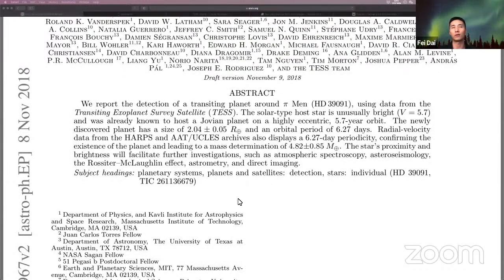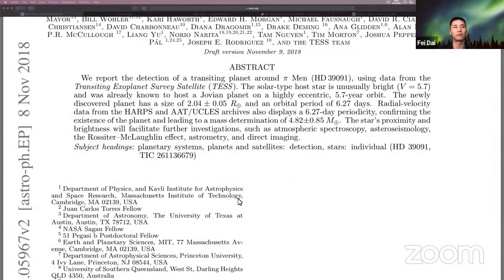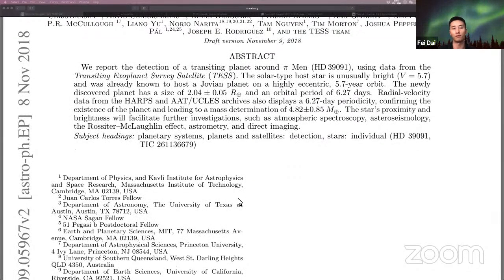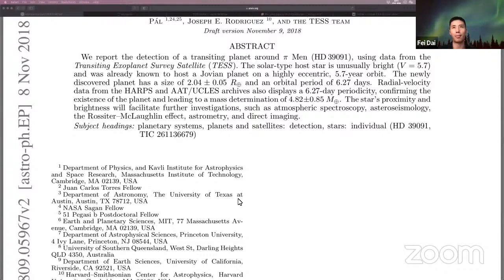All right, that was a quick summary of the paper. Let's maybe walk through some of the key plots in this paper.